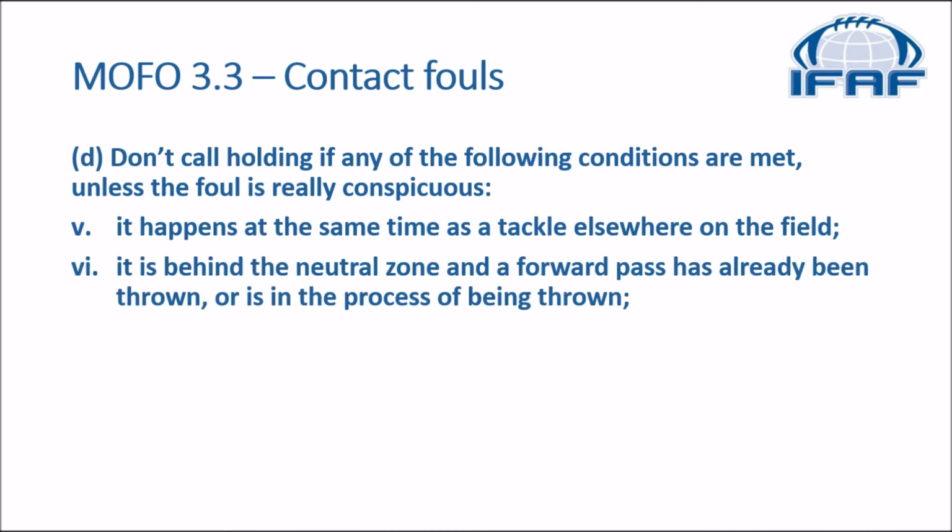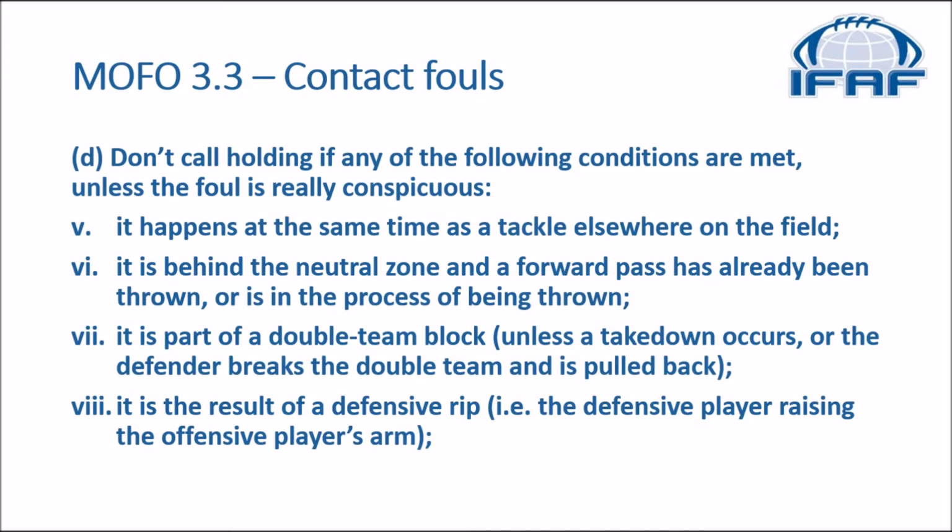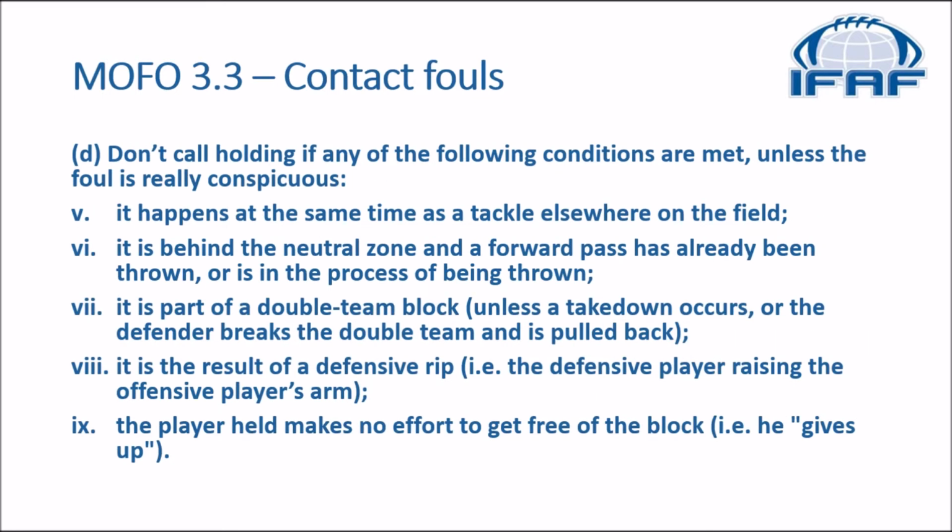6. It is behind the neutral zone and a forward pass has already been thrown or is in the process of being thrown. 7. It is part of a double team block unless a takedown occurs or the defender breaks the double team and is pulled back. 8. It is the result of a defensive rip. That means the defensive player raking the offensive player's arm. 9. The player held makes no effort to get free of the block. That means he gives up.